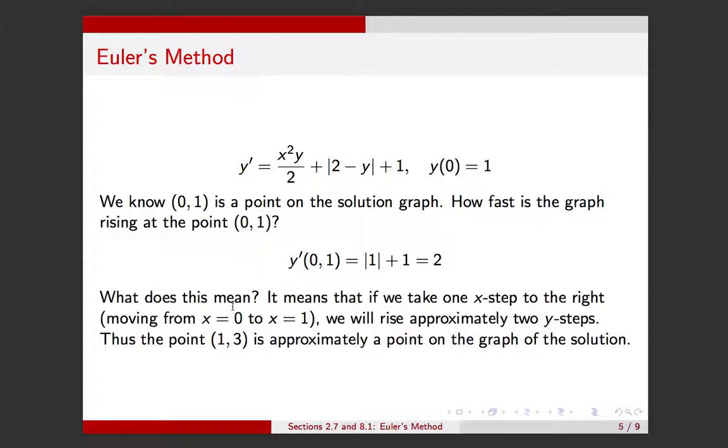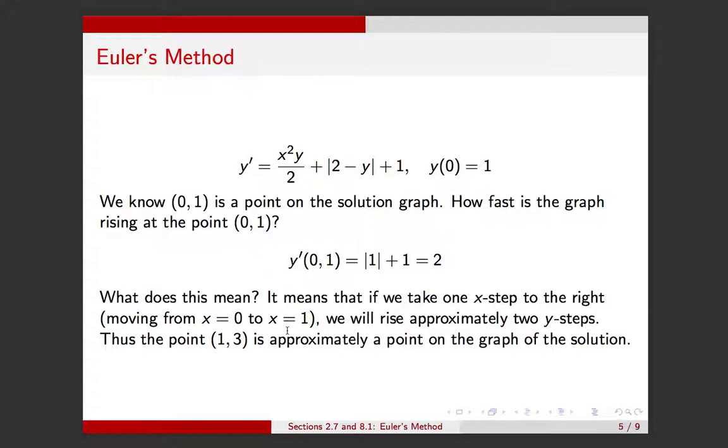There's no guarantee it's exactly 2, because tangent lines don't exactly give you a curve, right? So tangent line slopes won't tell you exactly what happens in the future. But anyway, it's an approximation. So if you're at (0, 1), and 1 x step to the right means 2 y steps up, that will land you at this point, (1, 3). So given that (0, 1) is a point on the graph, and given that the graph rises approximately 2 from that point, I can now build a new point on my solution graph.